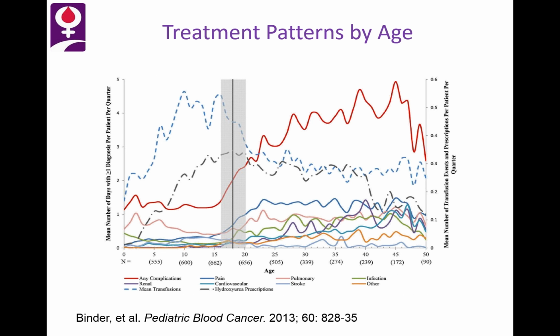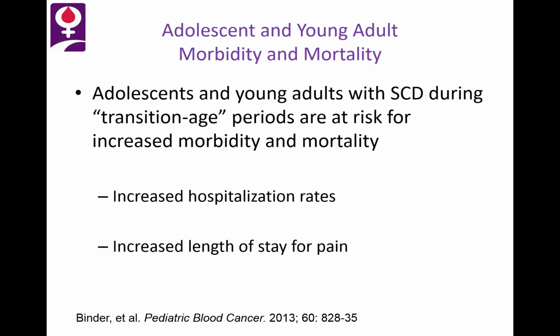Again, this study by Blinder that shows treatment patterns by age emphasizes, in this orange bar, the increased complications that we see, particularly starting at 15 to 20 years of age, and the majority of these complications are related to pain. Adolescents and young adults experiencing increased pain, increased hospitalization at these ages, and increased length of stay for pain also provide a particular challenge, but also an opportunity for further exploration. Why are adolescents experiencing pain at higher rates?